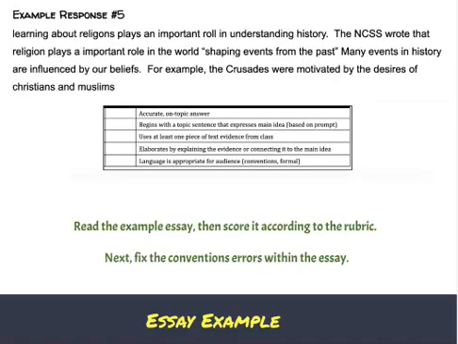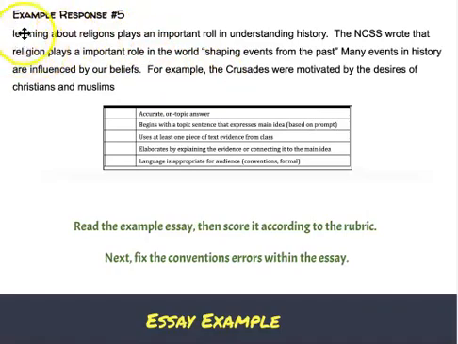Repeat the process for the last one. This time I want you to also fix the conventions errors. I would have given them full credit except a 0 on the conventions. They have a strong answer here with topic, evidence, and related example. What they don't have is careful proofreading.